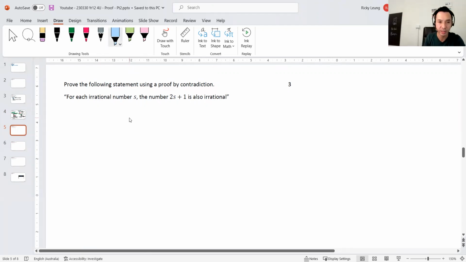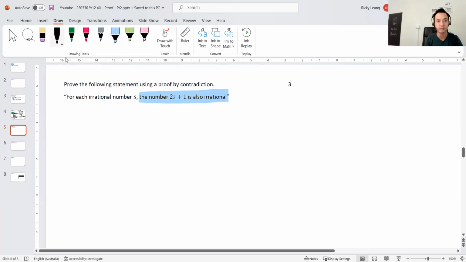So I'm going to assume the opposite. Always assume the back end. Assume that guy is rational, so the opposite of that, and then show that S is rational. So basically, the opposite of this, I want to prove that it's illogical. If I assume that this guy's rational, and I can prove that S is also rational, then this whole thing is false. Yeah, this whole thing is illogical.